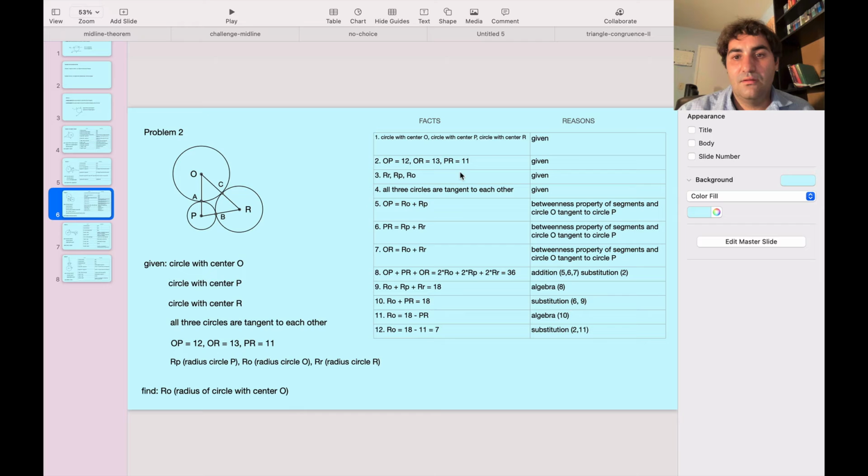So write down what we know, and then if we look here, I'm going to call this point A. I didn't include this, but I'm doing this for clarity. Point A is the point where the circle of center P and the circle of center O are tangent. So the distance from point A to point O is the radius of the circle of center O.